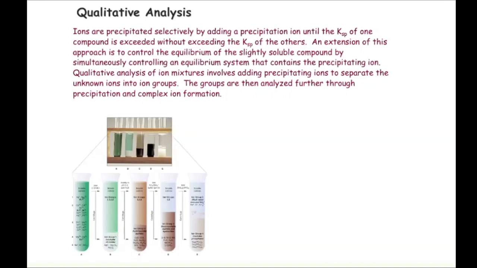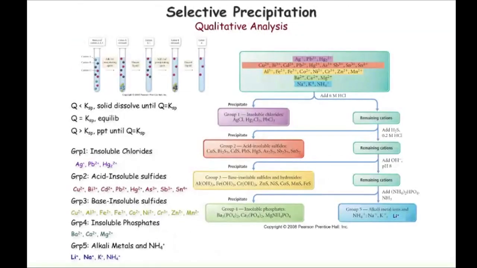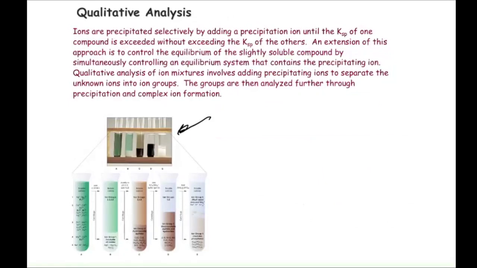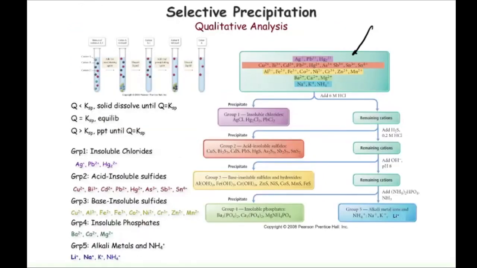And we're using what we learned from chapter 15 to write up a scheme. So here we have a bunch of test tubes and we do a bunch of tests, and depending on whether we get a precipitate or not, we know what possible ions we have. Okay, so that's what qualitative analysis is. And in this particular case, here are the different types of groups. We have this purple, orange, yellow, green, and blue. And they are in a family of ions that react very similarly based on their solubility.